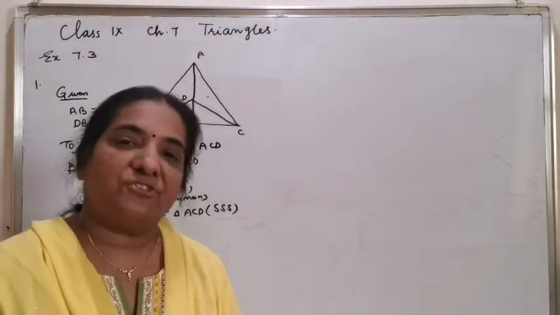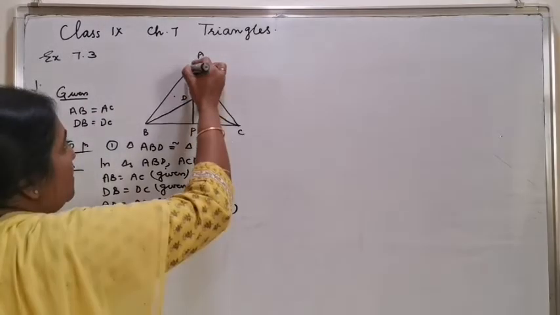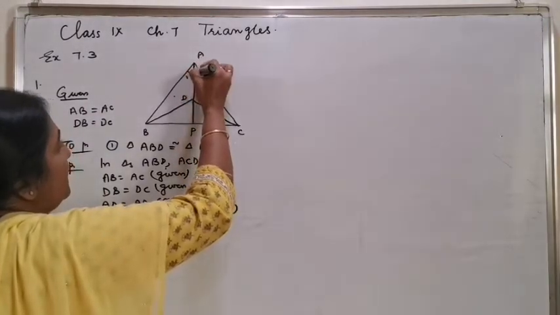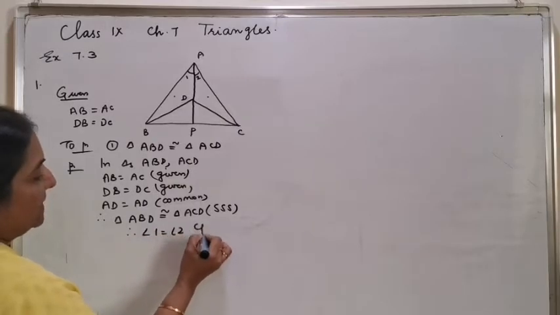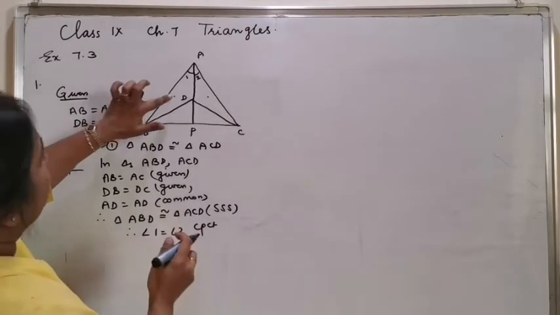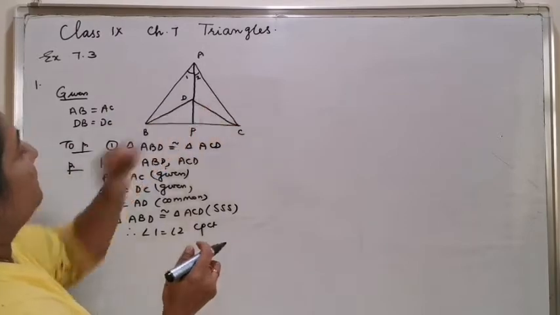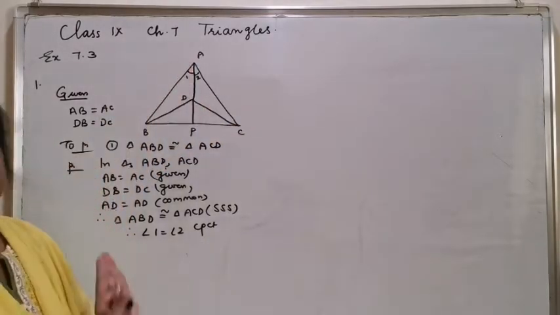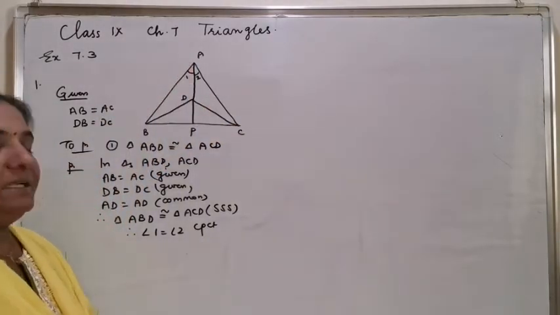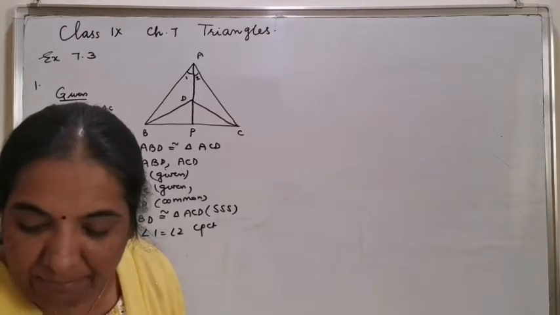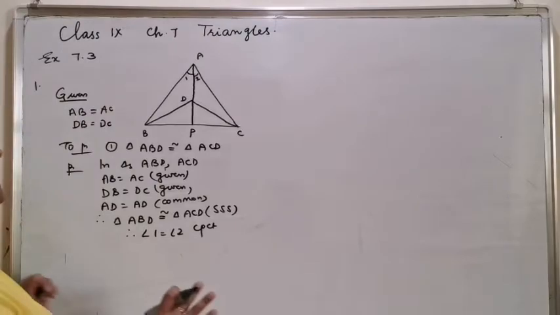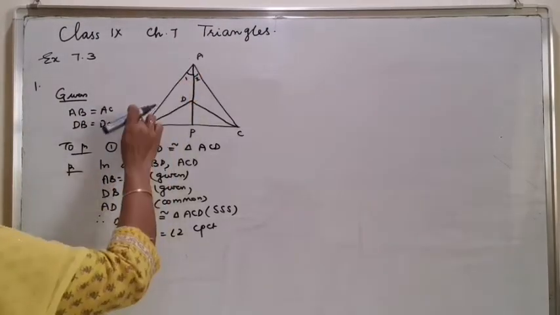and now you can take the corresponding parts of congruent triangles. Angle 1 is equal to angle 2. Therefore, angle 1 is equal to angle 2 by CPCT. So that CPCT condition is taken. The next part of the proof is to show triangle ABP congruent to triangle ACP.